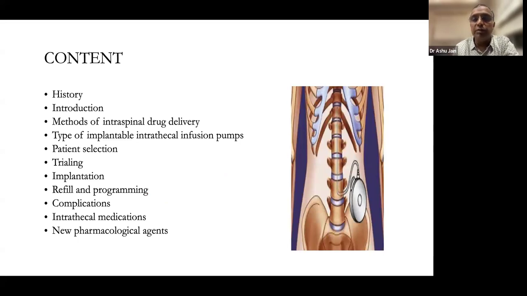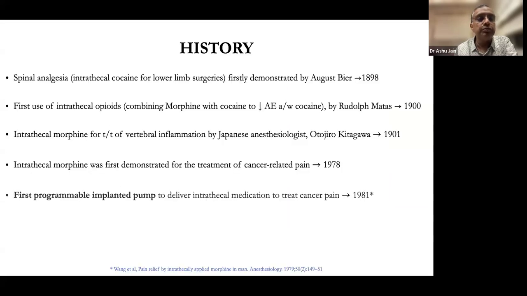So what we will discuss today: history, introduction, methods of intraspinal drug delivery systems, and what the other methods are. Particularly, we will talk about implantable intrathecal infusion pumps, then how we select a patient, which is most important. Then the patient has to undergo a first trial, then implantation, then how to refill and program the pump. This is very important. What are the expected complications? What medications we can give, and what are the new pharmacological agents in use.